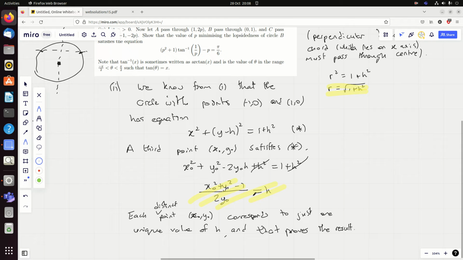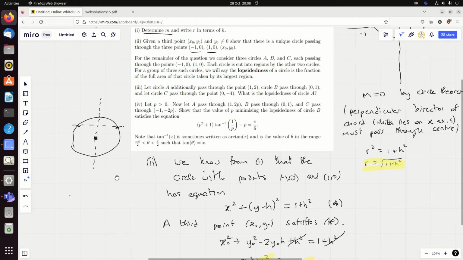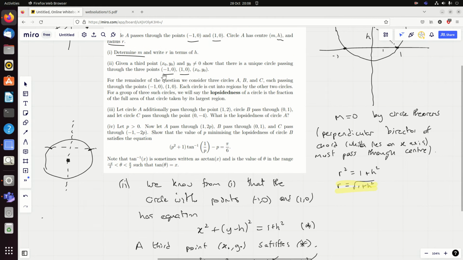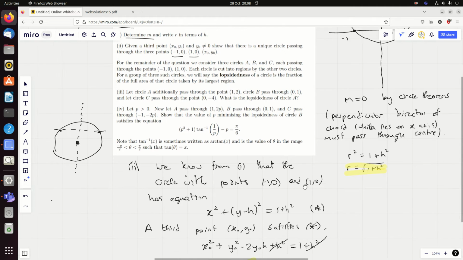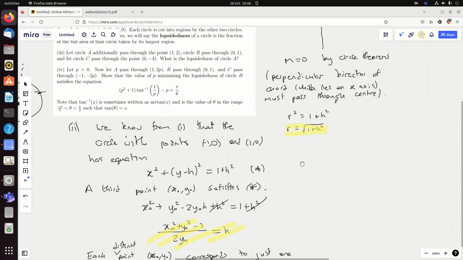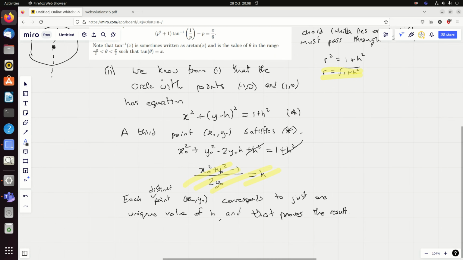It's not like we're getting, if we wanted to get two different circles, which is what the question's implying, then I'd need two values of h popping out there. Because given a third point, show that it is a unique circle. Now, why is this a unique circle? Well, because once you've got h, that's what I wanted.